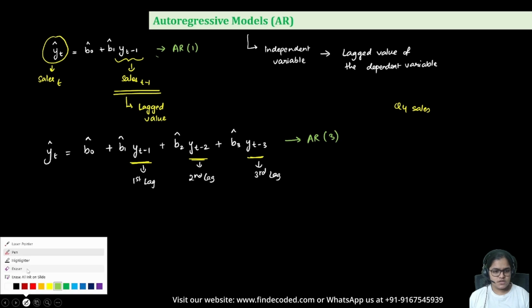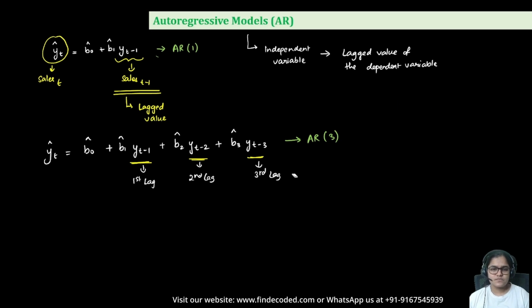Okay, so this is autoregressive models. Very simply put, the name is only telling you regressing on yourself. This is the dependent variable, and I am using a lagged value of the dependent variable, some previous value of the dependent variable, as my independent variable. Understanding? Now let us understand how can we forecast using AR models.